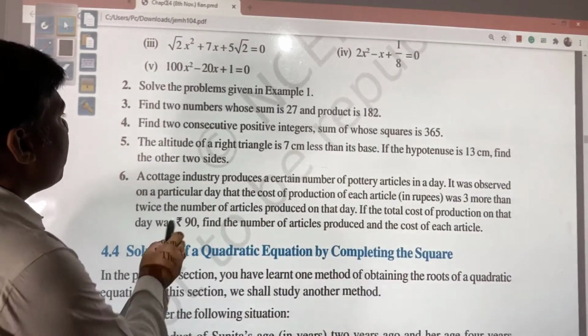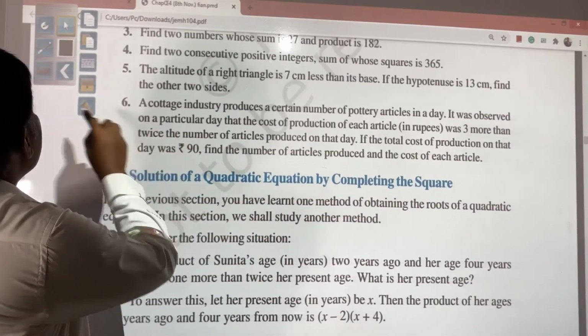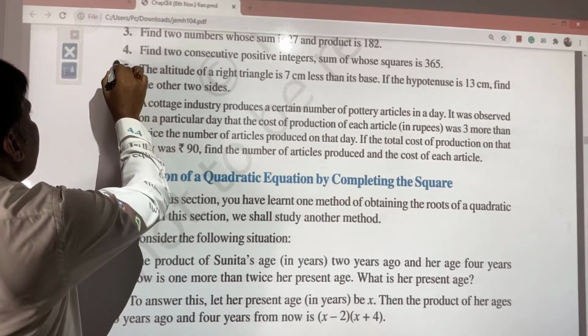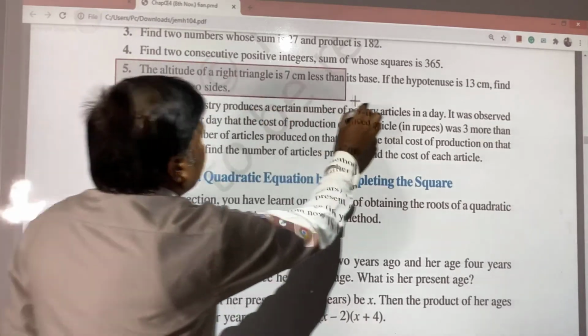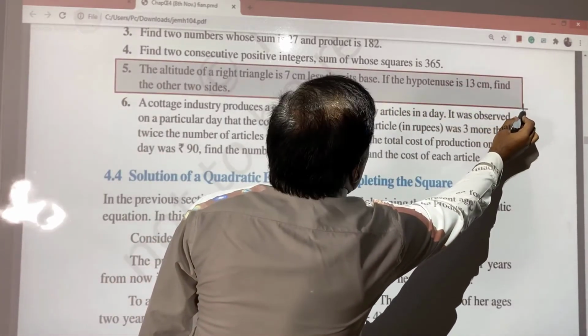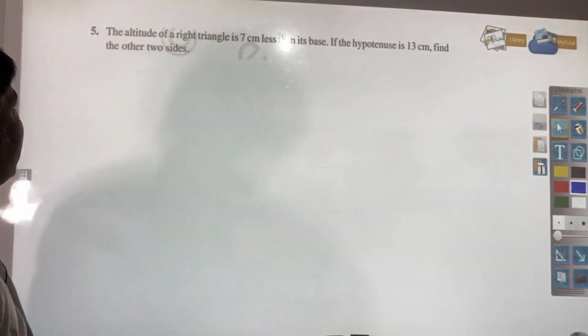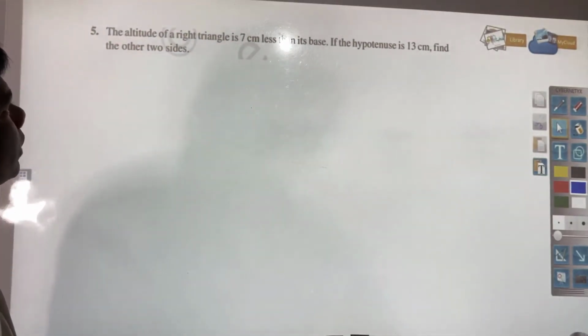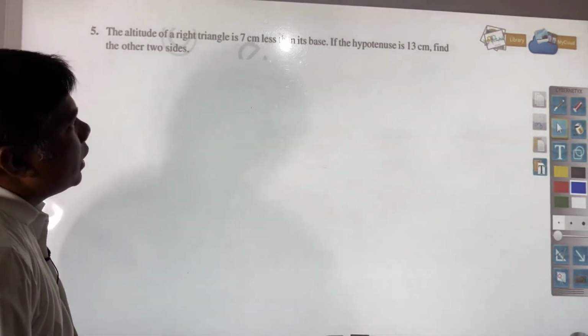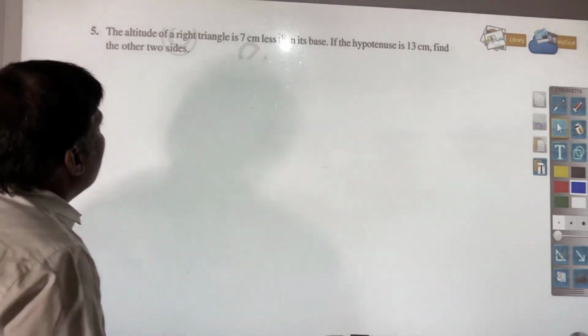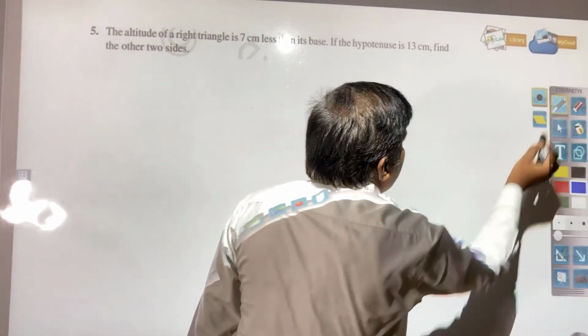Next we will see, next question we have, question number 5. The altitude of a right triangle is 7 cm less than its base. If the hypotenuse is 13 cm, find the other two sides. So easy question it is.